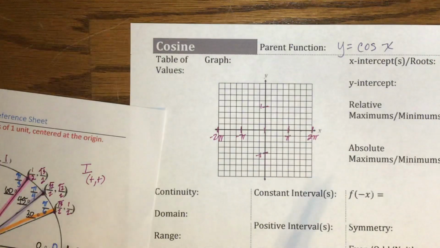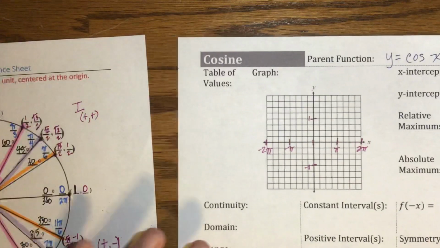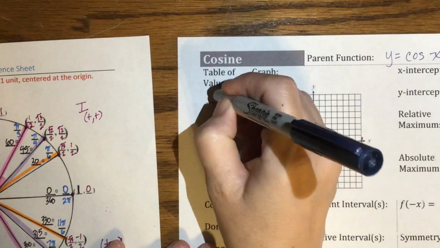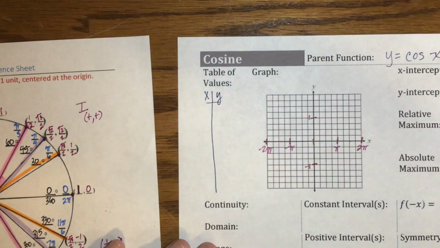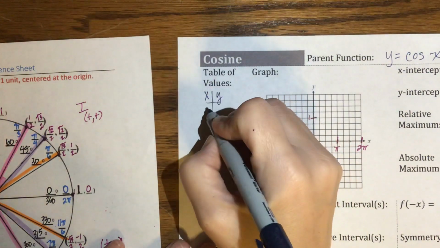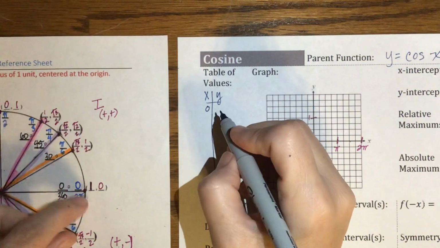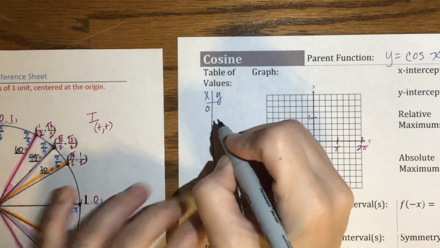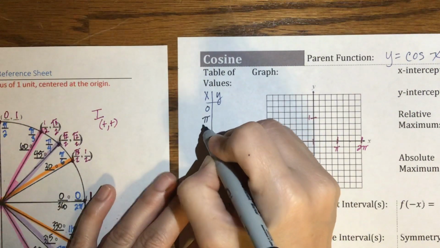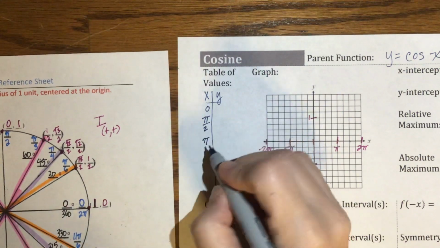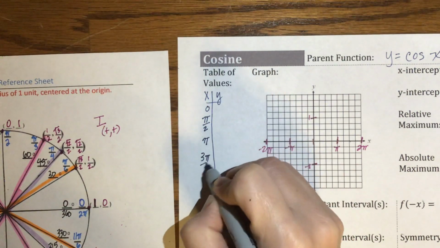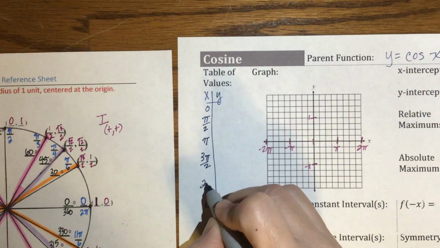Now, I'm going to show you the way I actually do it. I don't actually plot my pi over 4s. I just plot my quadrantals. Because what the quadrantals are going to do is give you the overall shape, and then you can fill it in because you know it's that smooth, curvy U. So quadrantals, I mean the ones that are on my axes. So I'm going to do 0, pi over 2, pi, 3 pi over 2, and 2 pi.